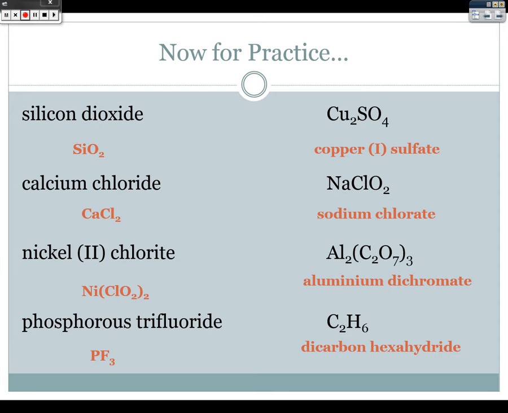Aluminum, oh, that should be di. So that should be a Cr, not C, sorry. Aluminum here is attached to chromate, or dichromate, which aluminum is also not a transition metal. Many people make that mistake. It's really close to it, but it's not a transition metal. So I'm just going to name it aluminum dichromate. And then C2H6 dicarbon hexahydride, because we've got a covalent compound there.